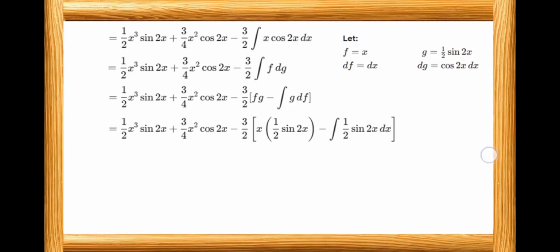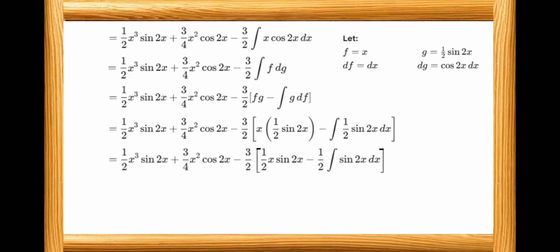In step 15, we will move the constant negative 1/2 outside the integrand, leaving us with the integral of sine 2x dx to work with. So we have 1/2 x cubed sine 2x plus 3/4 x squared cosine 2x minus 3/2 times the quantity 1/2 x sine 2x minus 1/2 integral of sine 2x dx.